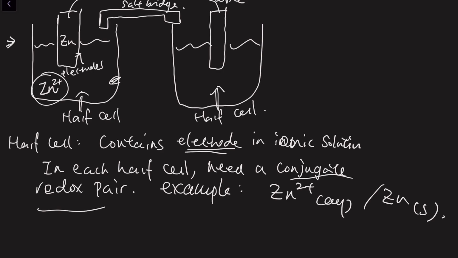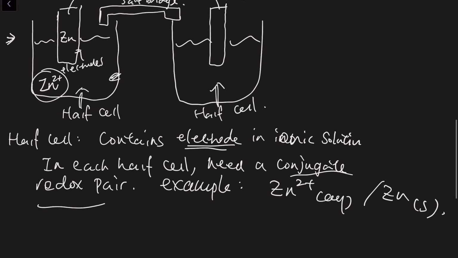So to minimize the risk, we are going to use the conjugate redox pair. So this is always the safest choice. And that's why we are using the zinc ion in our solution. You can also use different things, but there's always a risk you are taking. So it's better not to take the risk. That's why we use the conjugate redox pair.